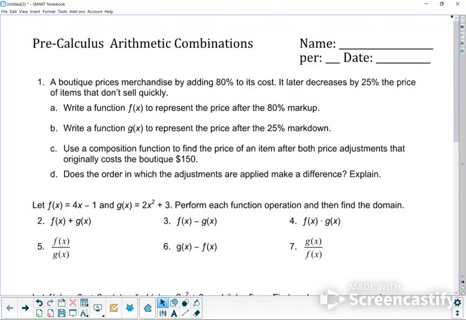All right, guys, let's go ahead and get this one done. Let's see, this is the arithmetic combination. You read through number one. Write a function, f of x, to represent the price after the 80% markup.